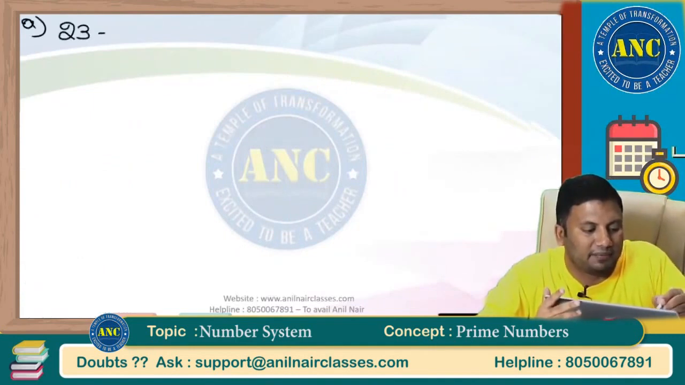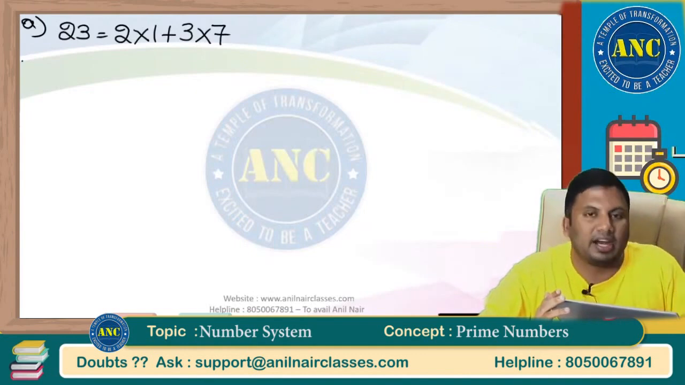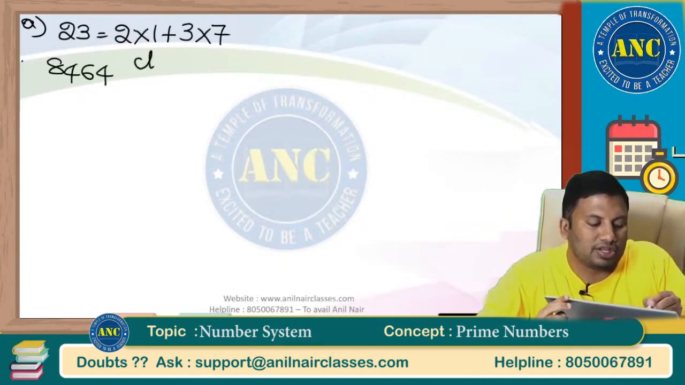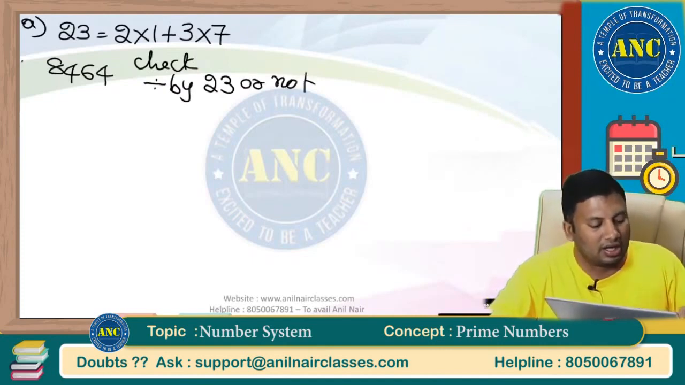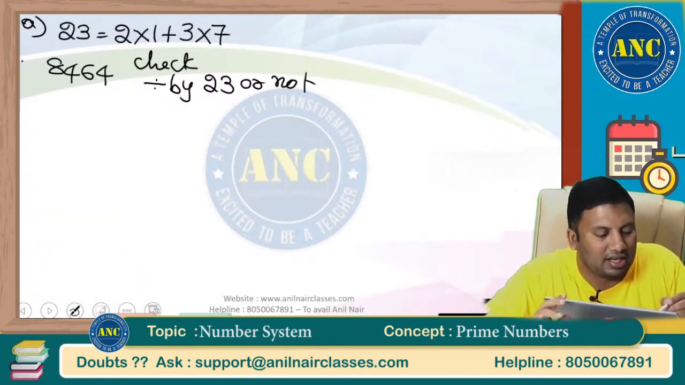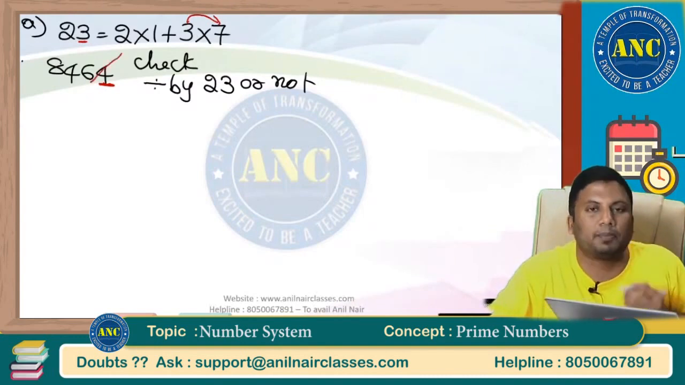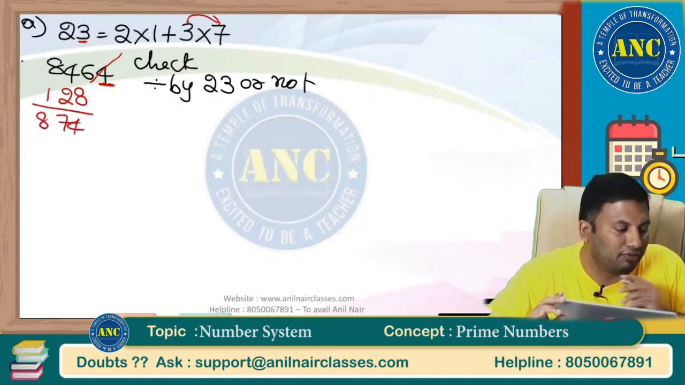Number 23 is 2 into 1 plus 3 into 7. Am I right? Suppose for example, let me take the number 8464. Check whether it is divisible by 23 or not. What is the divisibility rule of 23? Take the unit digit, multiply by 7. 4 7s are 28. Add it to the remaining part. This is nothing but 874.